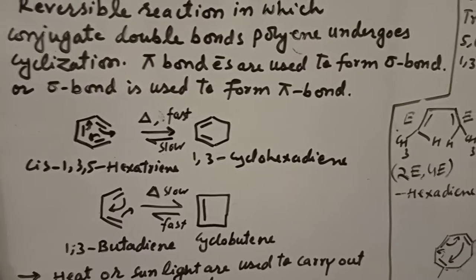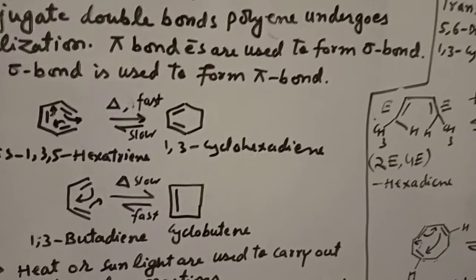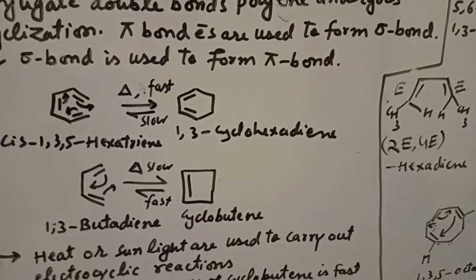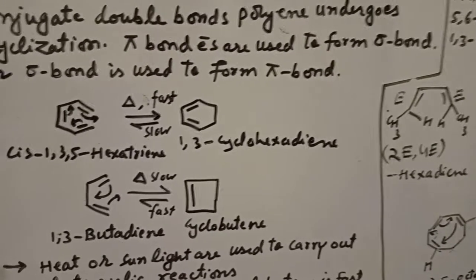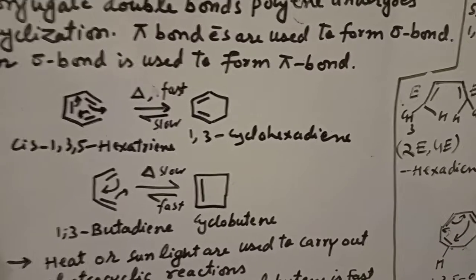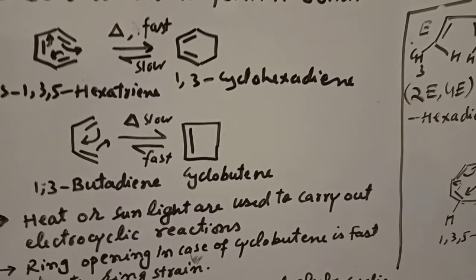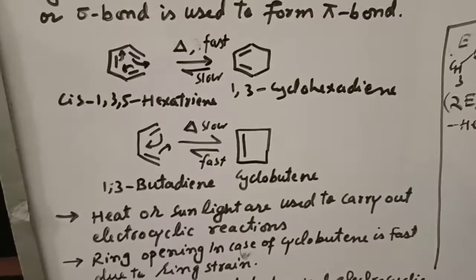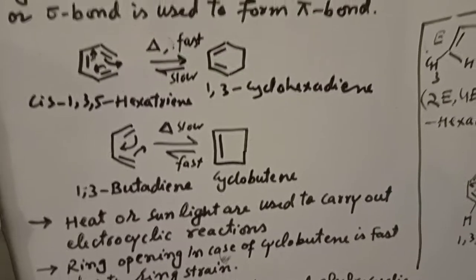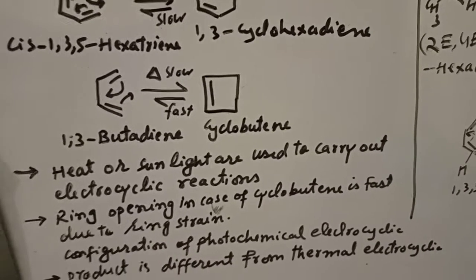This is another example. 1,3-butadiene is converted into cyclobutene on heating. These may occur by heat or sunlight. In the case of 1,3-butadiene, the backward reaction, ring opening, is the fast process because of the ring strain present in the cyclobutene. Heat or sunlight are used to carry out electrocyclic reactions. Ring opening is fast due to the ring strain.